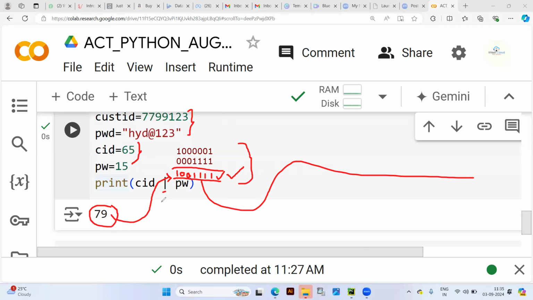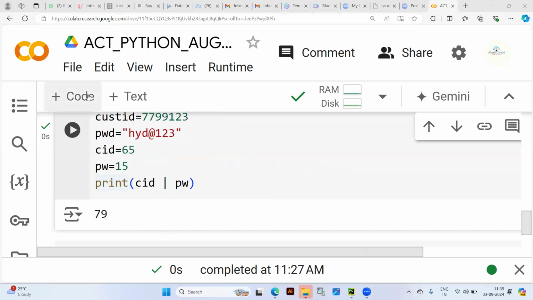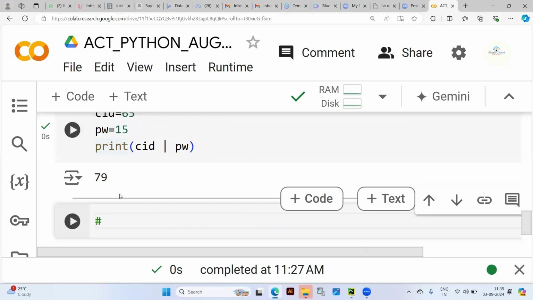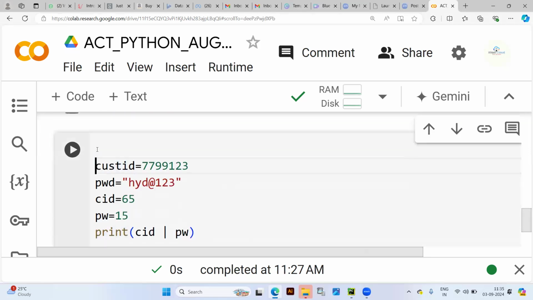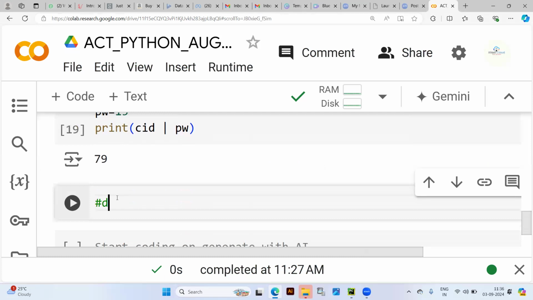Right, so let's go ahead. Let us go with another operator, a demo about the bitwise XOR operator, which is the cap operator. This operator is called an XOR operator.